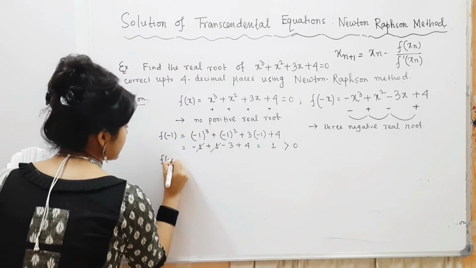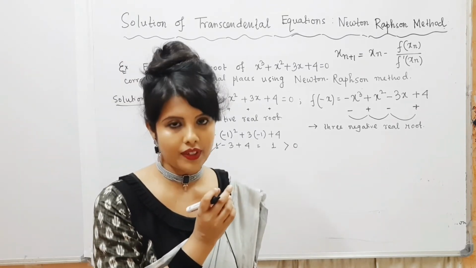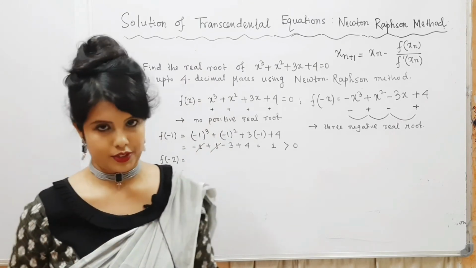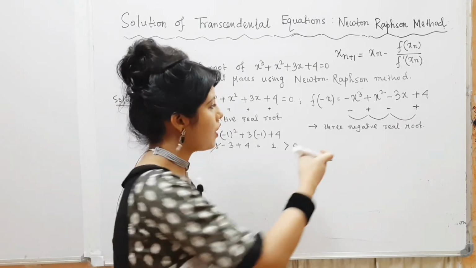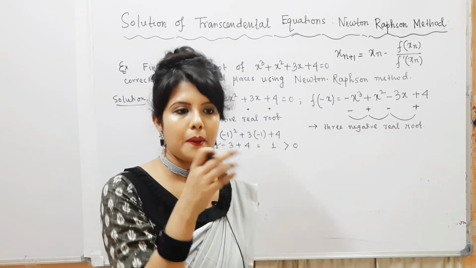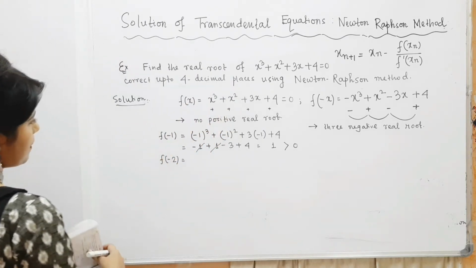Now if I consider f of minus 2, because I have to consider a range, for which I am considering minus 1 to minus 2, because all the roots are negative real roots. So this real root should lie in a negative range. So what is f of minus 2?